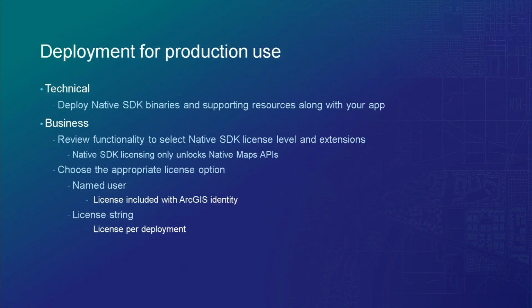In another one, you're actually passing a string, right? And so the license with ArcGIS Identity, the license travels with the user. That one user can unlock any native SDK that's been built to support it. With the license string, it's associated with the app, right? So it's per deployment. That's generally per app, per device, available to a single user. So you have to track that, right?